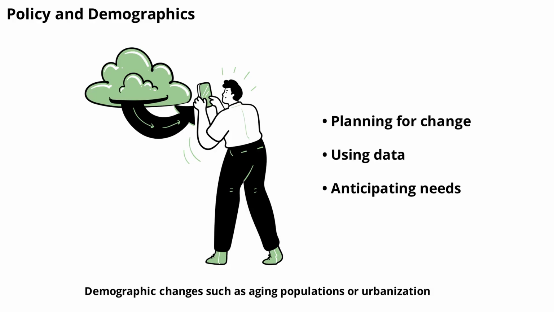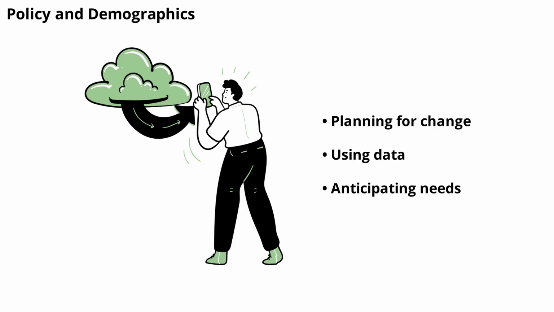Demographic changes, such as aging populations or urbanization, influence government policy. Policymakers use demographic data to plan for future needs, like healthcare, housing, or education. Adapting policies to demographic trends helps ensure that services remain relevant and effective. It also allows governments to anticipate and address emerging challenges.